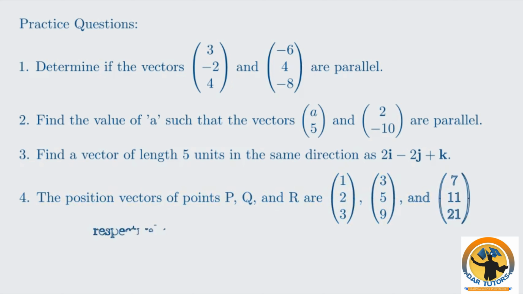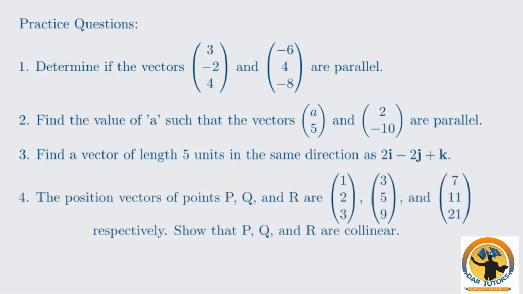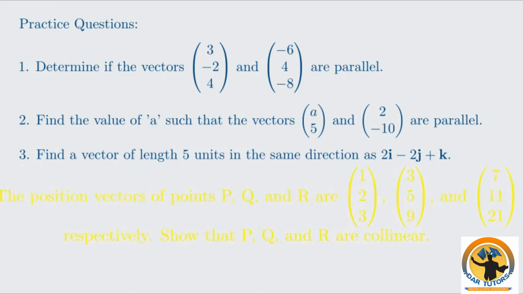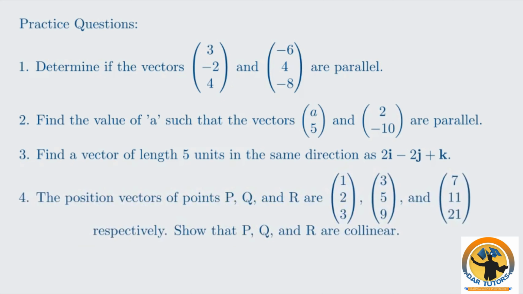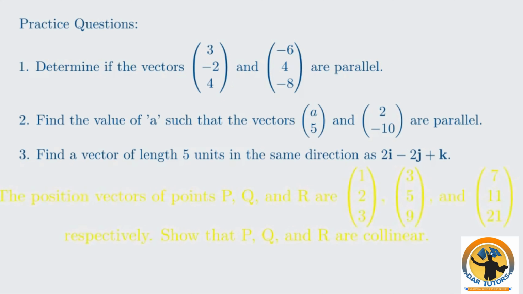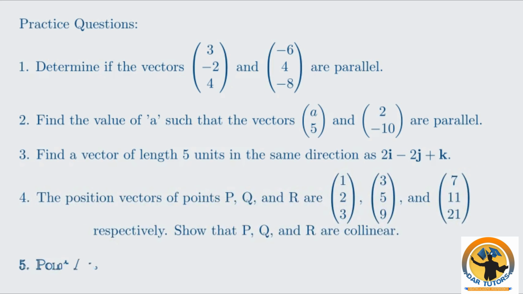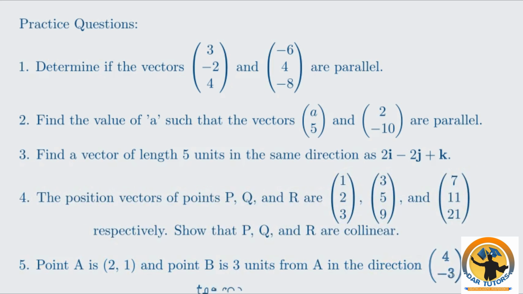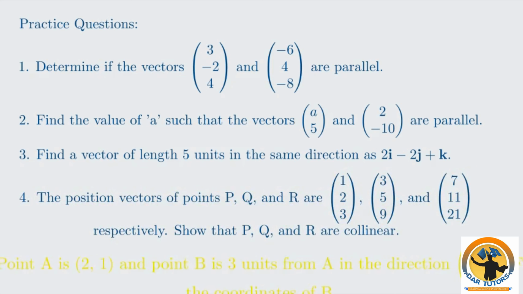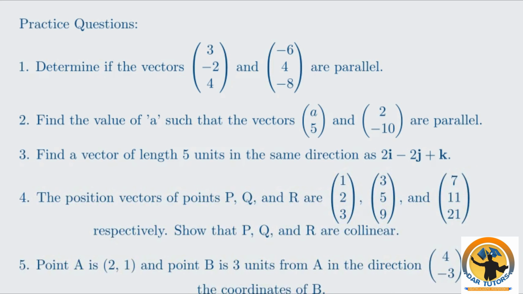Question 4. The position vectors of points P, Q, and R are <1, 2, 3>, <3, 5, 9>, and <7, 11, 21> respectively. Show that P, Q, and R are collinear. And question 5. Point A is (2, 1), and point B is 3 units from A in the direction <4, -3>. Find the coordinates of B. Take your time to work through these. The solutions will follow. Let's go through the solutions.